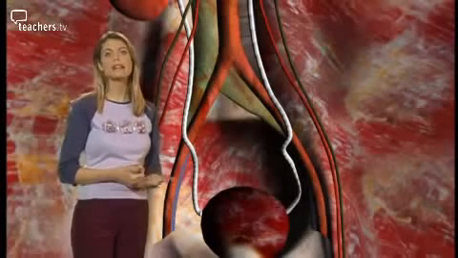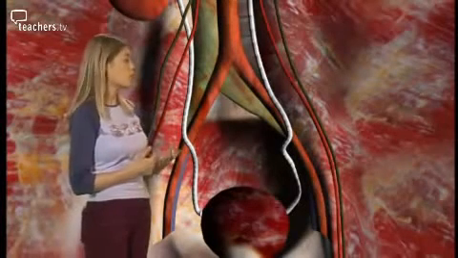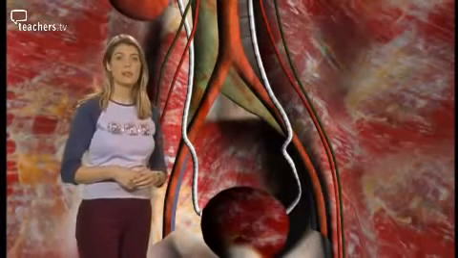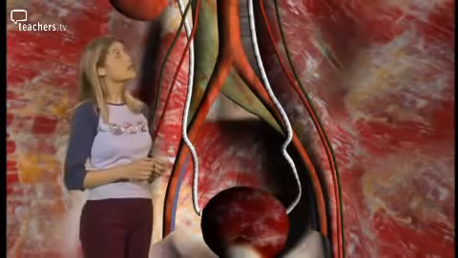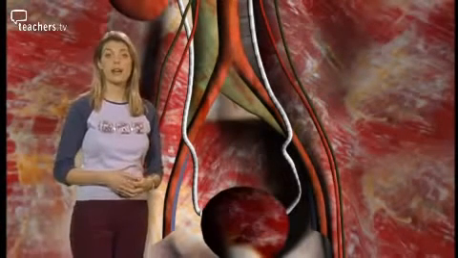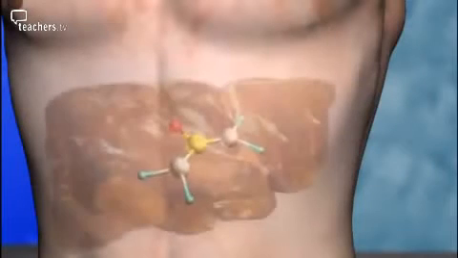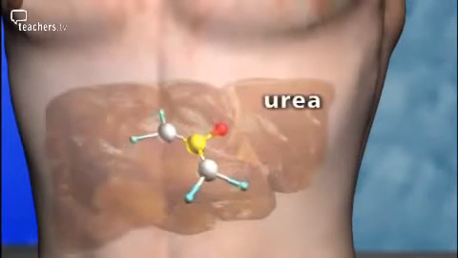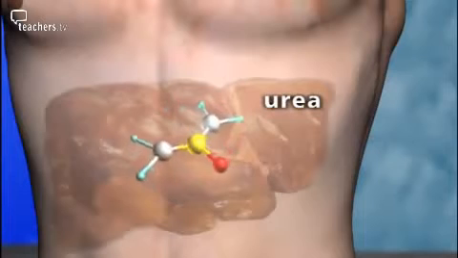Urination. Let's now look at how our urinary system works. The urine is produced in the kidneys, and the major waste product in urine is urea. But what is urea and where's it made? Well, urea is formed here in the liver from the breakdown of proteins not required by the body.